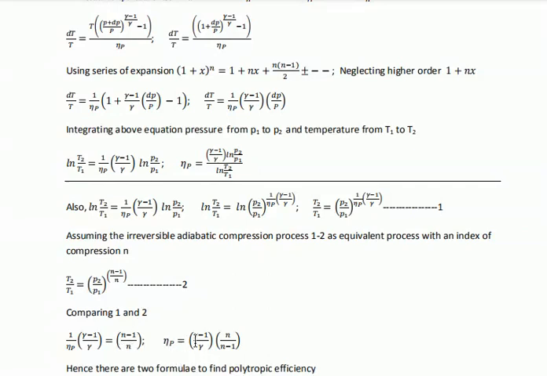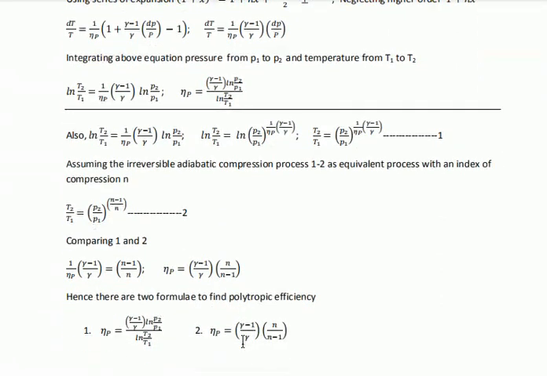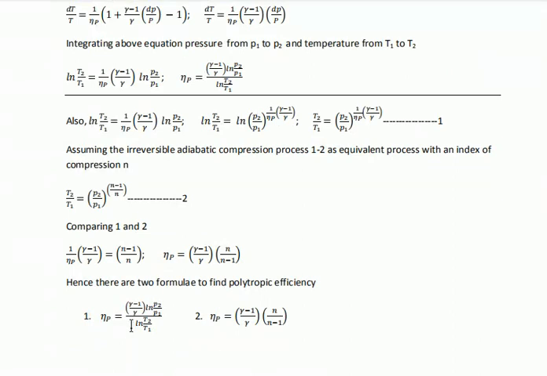So eta p is equal to (gamma minus 1) by gamma into bracket n minus 1 divided by n, minus 1. So hence there are two formulas to find out the polytropic efficiency for the compression process. So what are those? These equations are very important to find out the polytropic efficiency of the compression. So first formula we can use in terms of pressure and temperature. If he has not given any index, that compression index which is represented with the n, then we have to use these pressure and temperature terms.